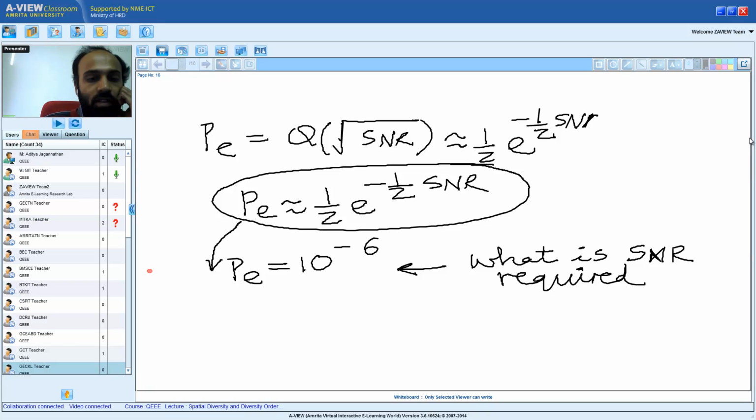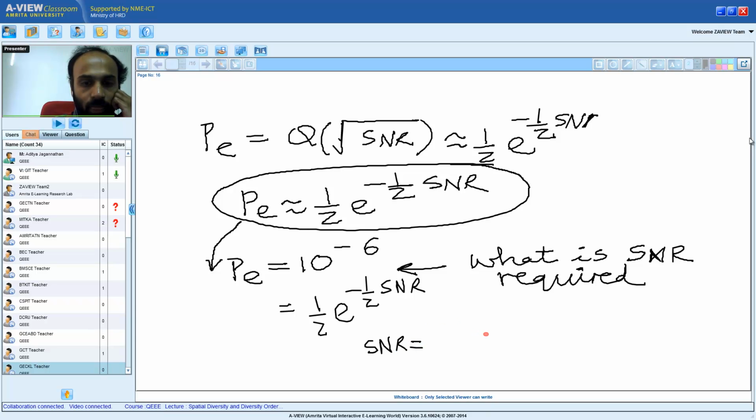Okay, I'm getting the numerical answer, but what is the exact expression? Everyone can see now that P_e, which is 10 to the power of minus 6, is equal to half e to the power of minus half SNR. Therefore SNR equals minus 2 times the natural log of 2 times 10 to the power of minus 6. And what is the answer? I am getting from MU Jaipur, that is 26.24.